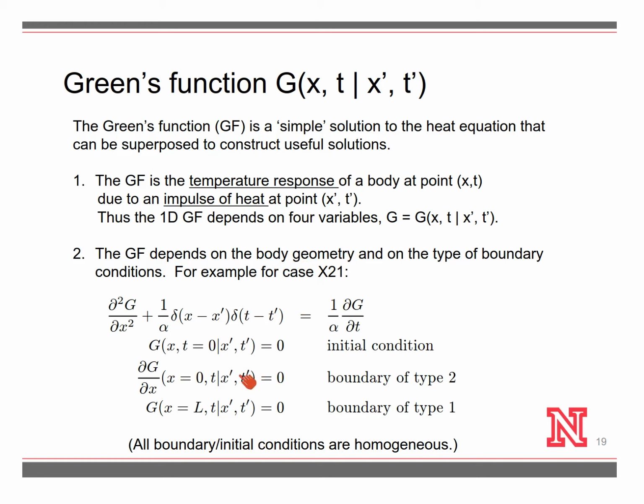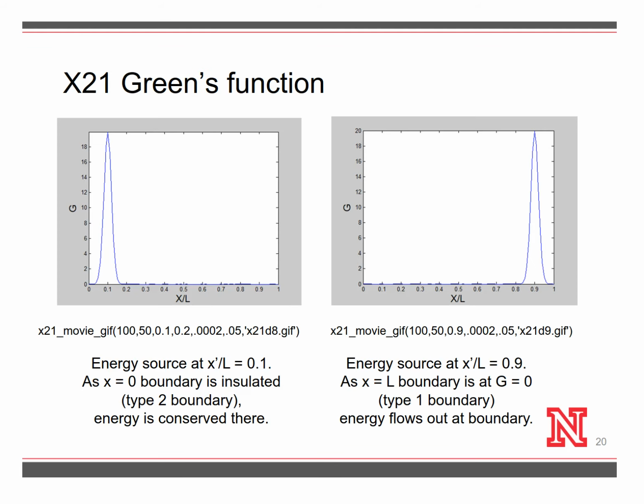Because I need to have homogeneous boundary conditions of type 2, matching the problem I want to solve, and another homogeneous boundary condition of type 1 at x equals L, again matching the problem I want to solve. So the boundary and initial conditions are homogeneous. The heat source is dropped in by a delta function at location x prime and t prime. All right, so that's a brief look at what Green's functions are.